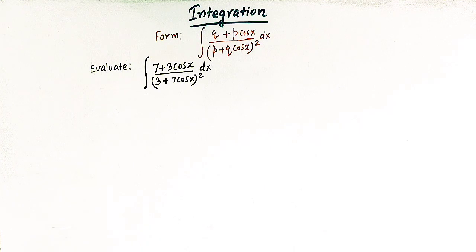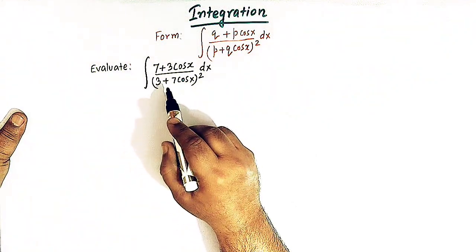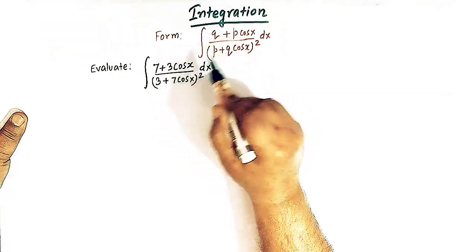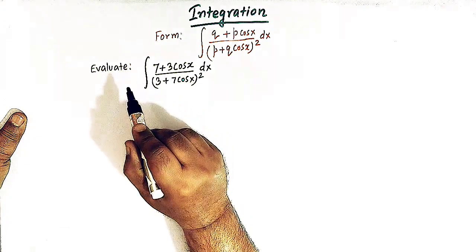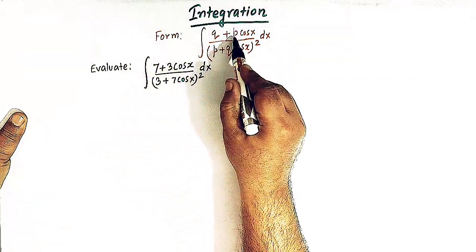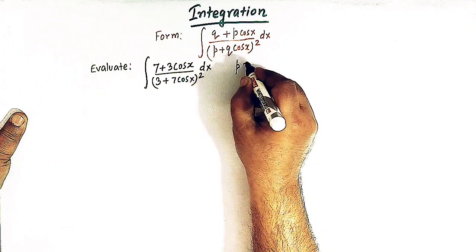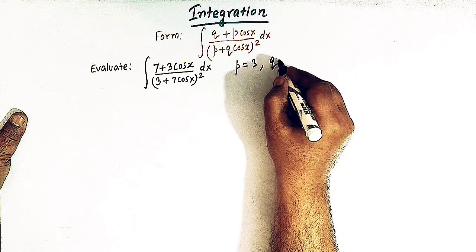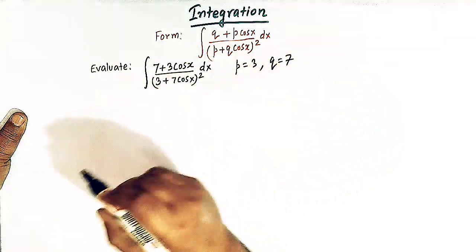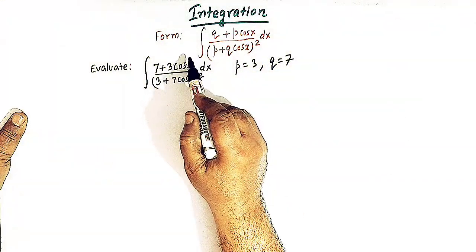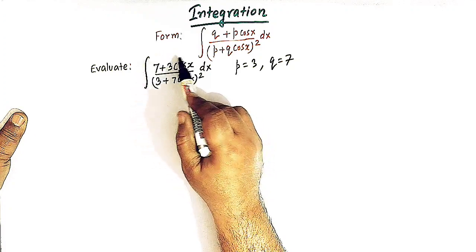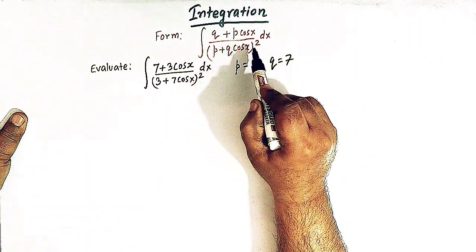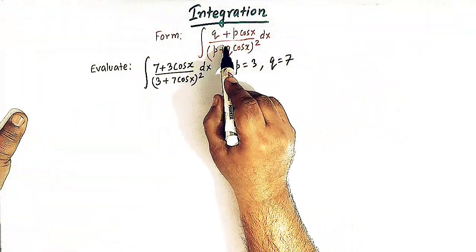So now see, here we have to evaluate this integral, and now if we compare these two integrals, then we can easily see that the value of p is 3 and the value of q is 7, right? So let us see how we can find out the integral of this function, and we'll consider the general method here. So let us consider this one, right?